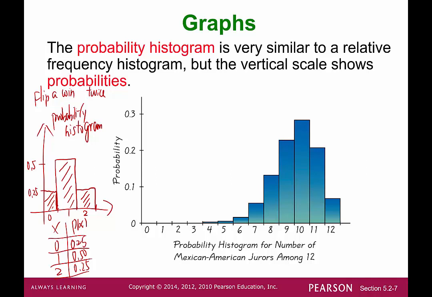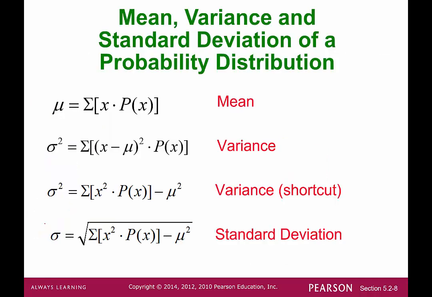And this one is a probability histogram for the number of Mexican American jurors among 12. Again, we just list all the possible outcomes with their probabilities from the table like this. Then you can create a probability histogram.